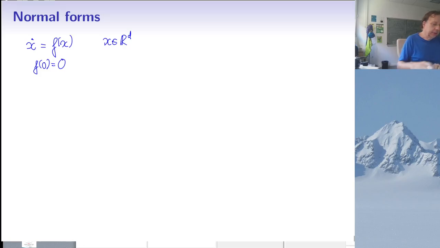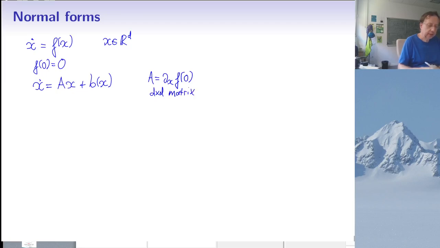And assuming f is sufficiently regular, we can make a Taylor expansion around x equals 0, so x dot will be given by Ax plus some function B of x. Here A is the Jacobian matrix of f at 0, so that is a d by d matrix containing all possible derivatives, and B is a nonlinear term and it has order norm of x squared. And our aim is to simplify as much as possible this B.